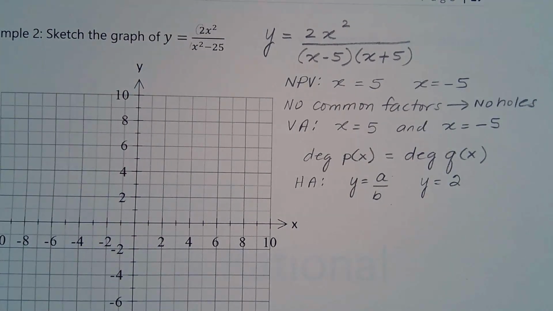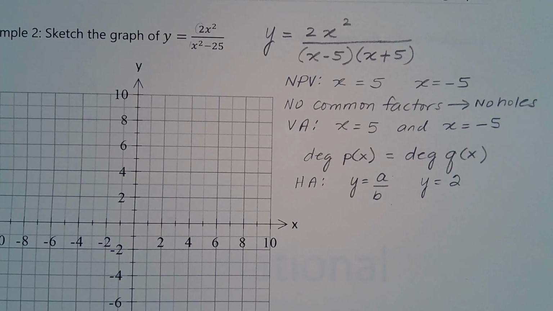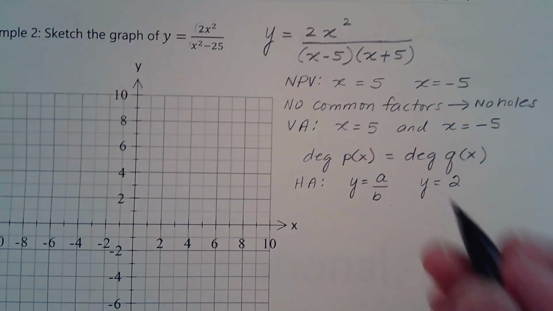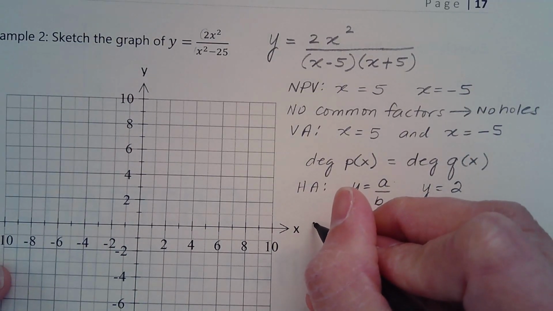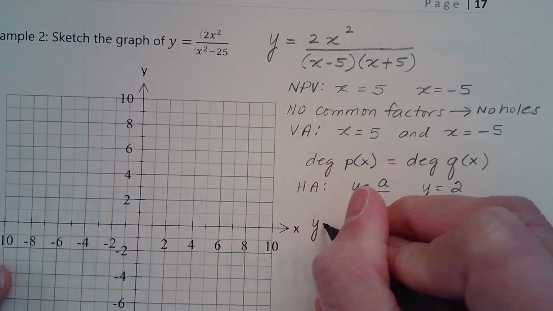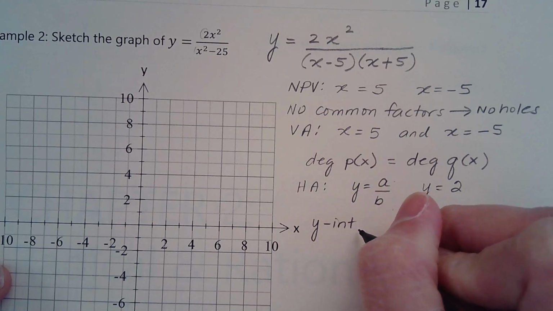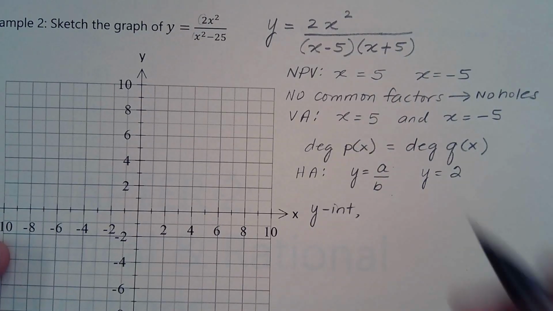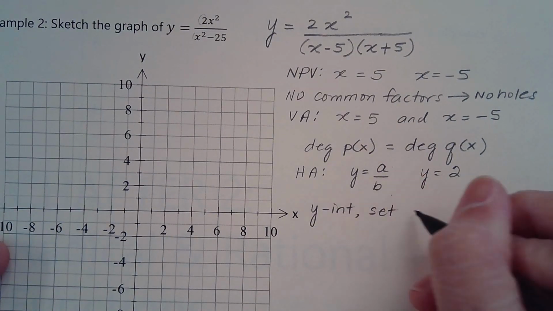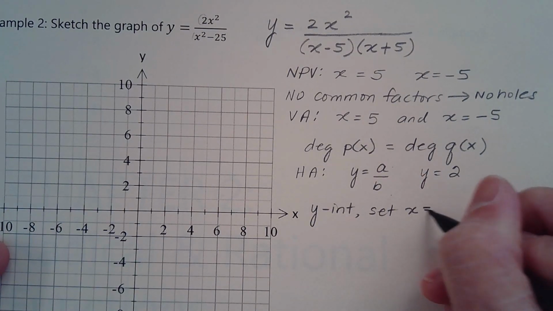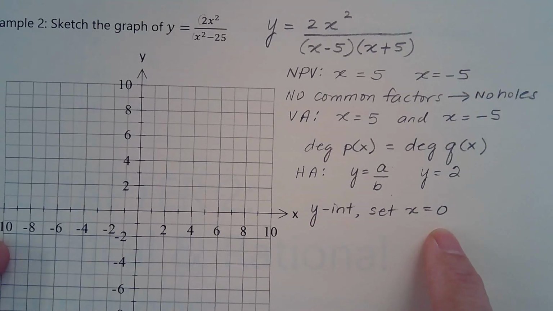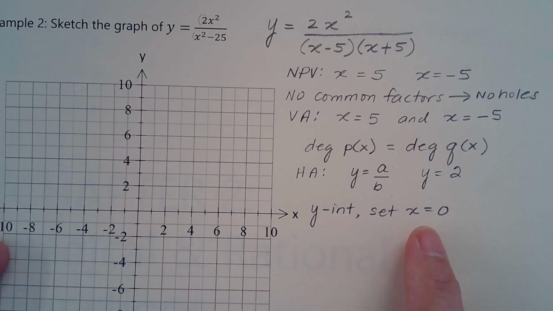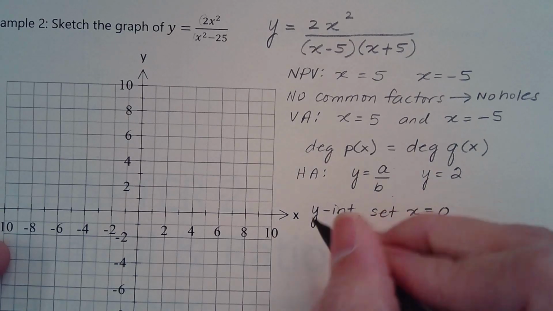Now, what we're going to do is figure out the x-intercept and y-intercept. So let's do the y-intercept first. It doesn't really matter. If we want to do the y-intercept, what do we need to do? Set the x value equal to 0. Okay, so let's do that. What would happen when we set x equal to 0?